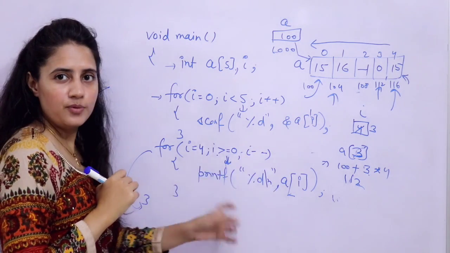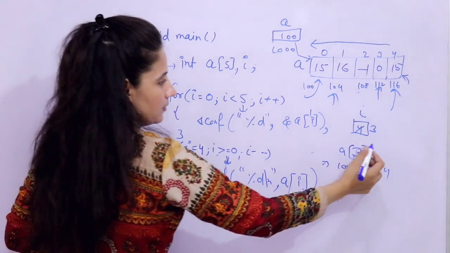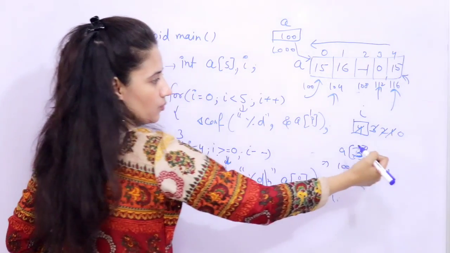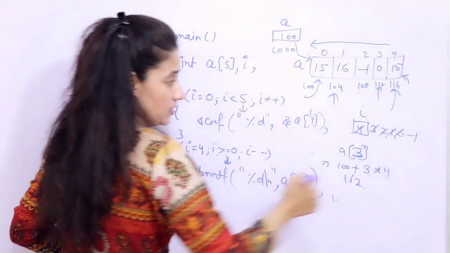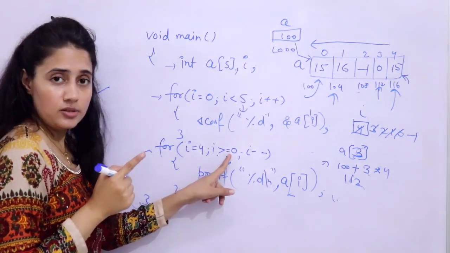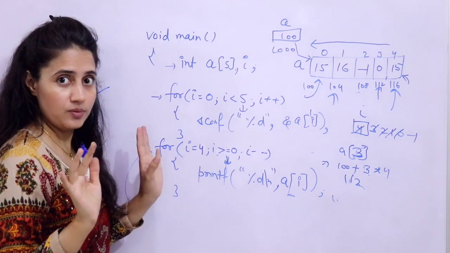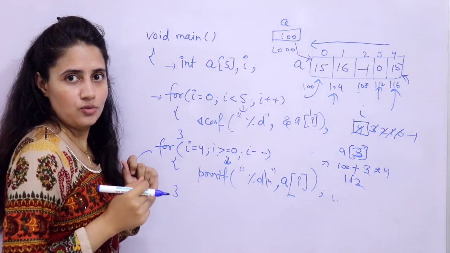I minus minus. I hope you got my point now. Once I becomes 2, then 1, then 0, the 1 would be printed. Once I becomes minus 1, condition is not true. Exit from the loop. This is how you can print in reverse order.